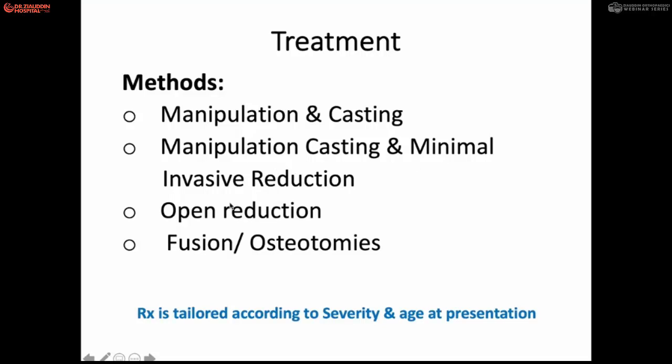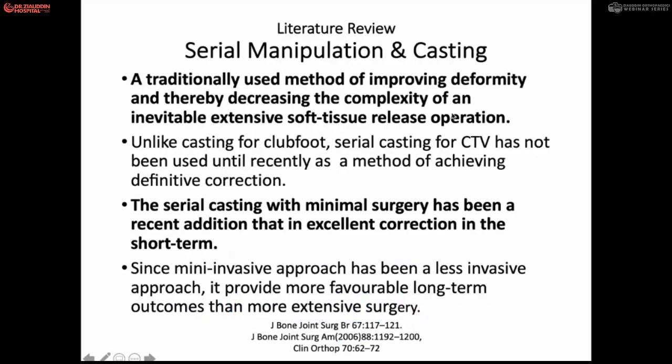But when the child becomes over 1 year, 18 months, or 2 years, usually open reduction along with tendon transfer is required. But in older age cases, as I already showed you, mostly osteotomy and fusions are required. So I can say the treatment is tailored according to the severity of the deformity and the age of presentation when the patient comes to you. There are multiple literatures available regarding serial manipulation and casting.